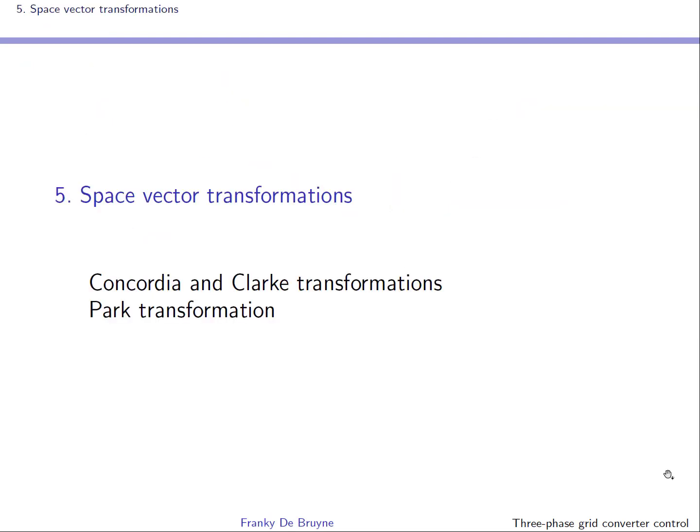Section 5 is about space vector transformations, and we'll talk about the Concordia and Clarke transformations, and then about the Park transformation.